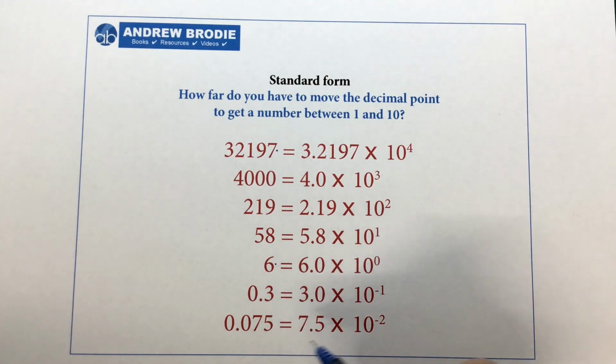0.075, how far have we moved the point? 1, 2. So 7.5 times 10 to the minus 2.